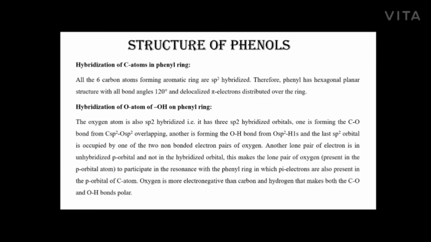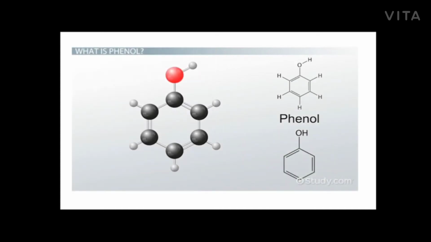One is forming the C single bond O bond, right? Another is forming the O single bond H bond. Okay, and the last sp2 hybrid orbital is occupied by one of the 2 lone pairs of oxygen. If I have 2 lone pairs on oxygen, one is in an sp2 hybridized orbital, and the other is, as I have mentioned, in the unhybridized p orbital, which is involved in the resonance. Like this. This is a ball and stick diagram for phenol. I hope this is clear to you all.